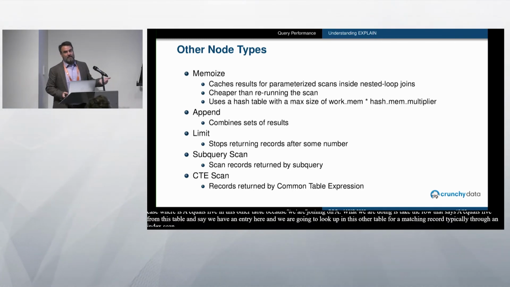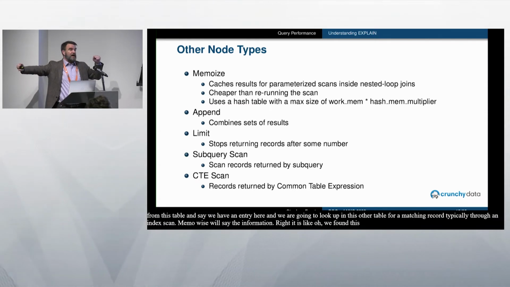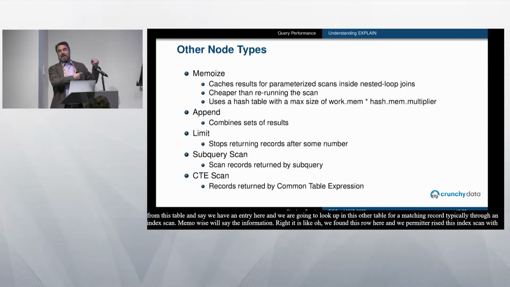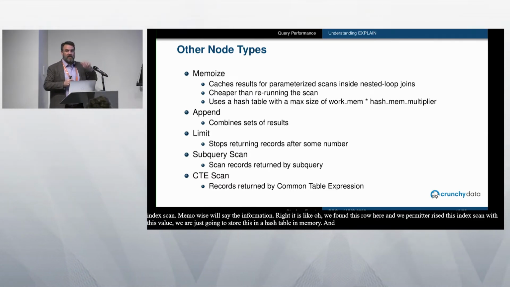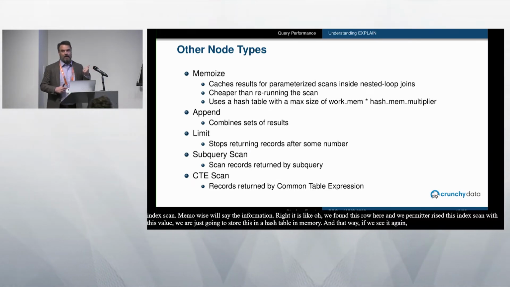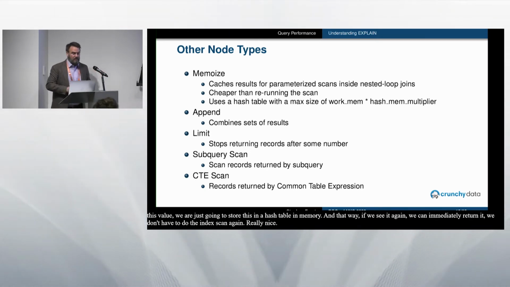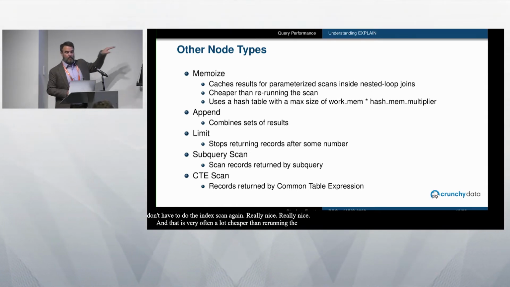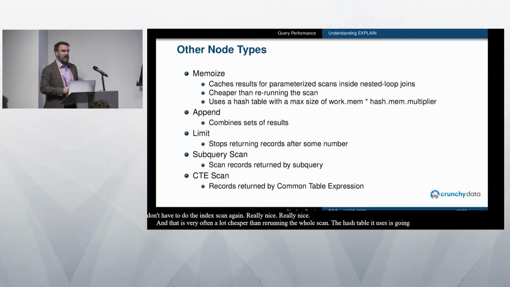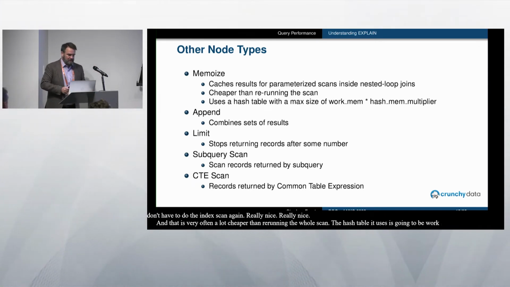Memoize-wise, we'll save the information. It's like, oh, we found this row here, and we parameterized this index scan with this value. We're just going to store this in a hash table in memory, and that way, if we see it again, we can just immediately return it. We don't have to do the index scan again. Really nice, and that is very often a lot cheaper than rerunning the whole scan. The hash table it uses, again, is going to be work_mem times hash_mem_multiplier in terms of size. But this is a new node type that is really quite neat.